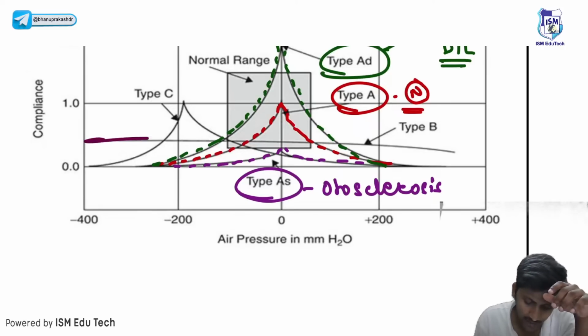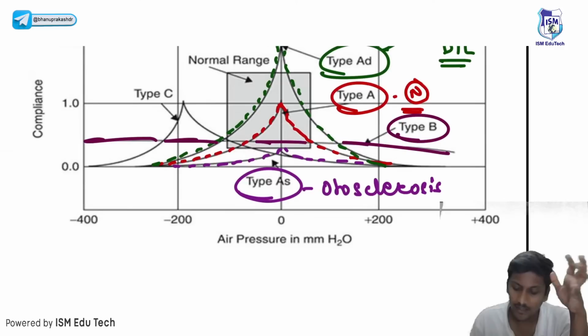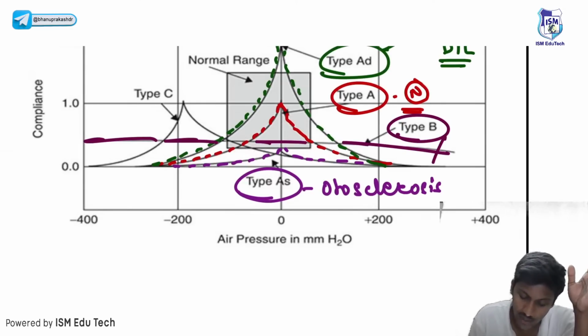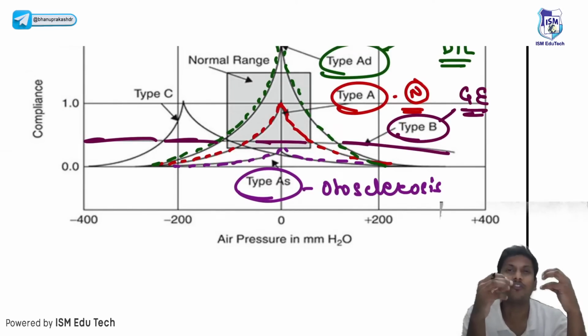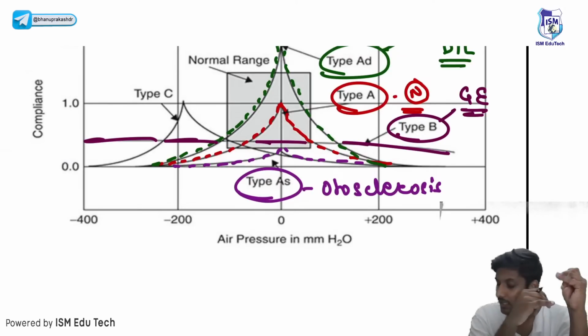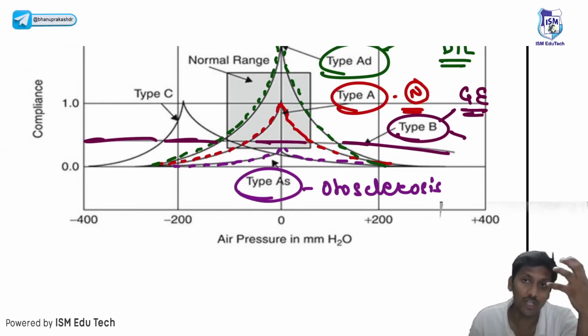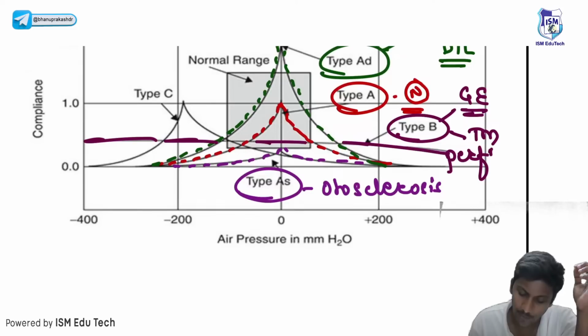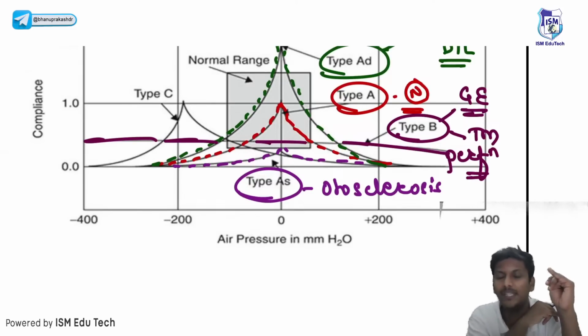Next that you can see over here is the type B graph. As you can see, the type B graph is a completely flat graph. Okay. The type B graph is usually seen in two conditions. One is definitely glue ear, where there was a lot of glue-like fluid inside the middle ear. And the second condition where you will see it is tympanic membrane perforation. So in tympanic membrane perforation also you will be able to see a type B or a flat curve.